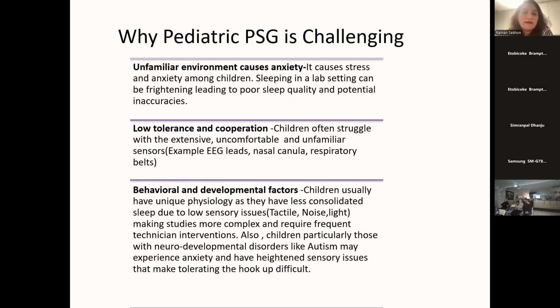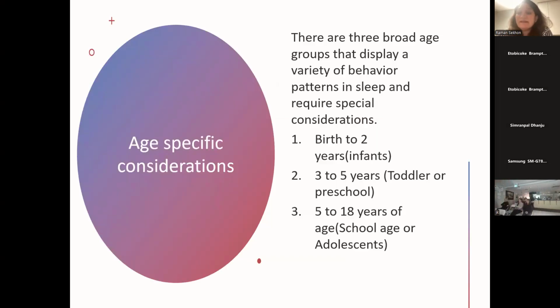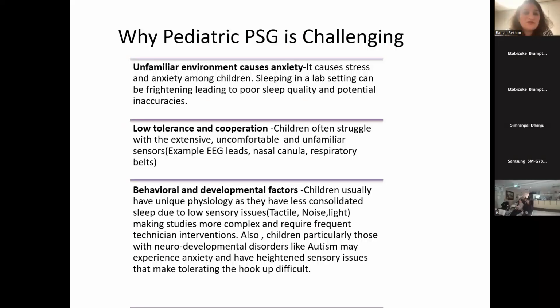Second is low tolerance and cooperation. Children often struggle with the extensive, uncomfortable, and unfamiliar sensors, for example EEG leads, especially the nasal cannula that we put inside the nose, and thermistors. They have very low tolerance to these kinds of equipment that we use. Next is technical and physical constraints, involving smaller anatomy. Especially with kids, they have small anatomy and small faces, so we have to deal with them accordingly.